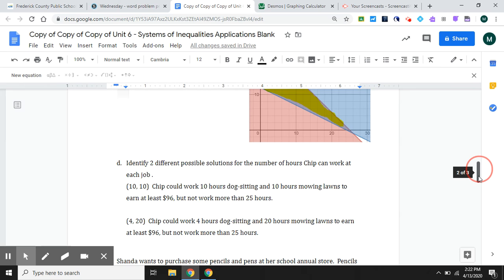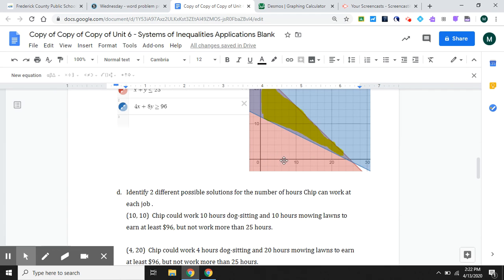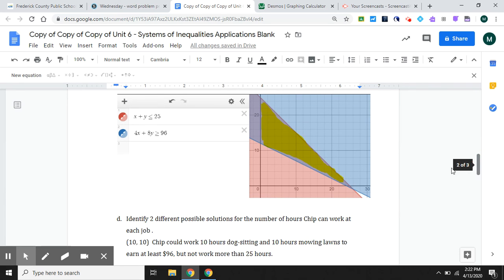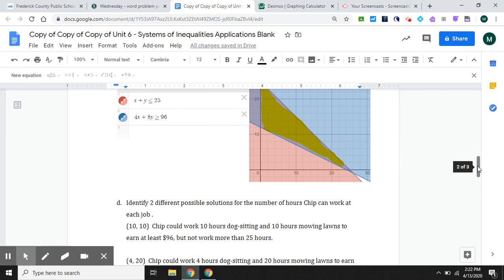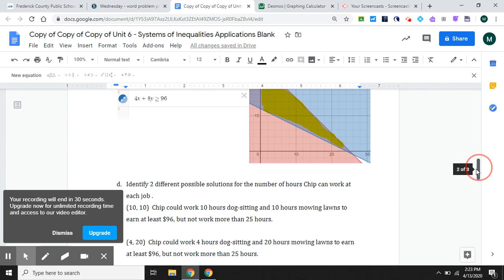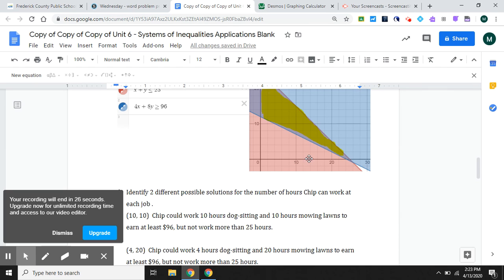He can also work 4 hours of dog sitting and then do 20 hours of mowing lawns. So if I go over to 4, and these are going up by 2, 4, 6, 8, 10, so up to 20, that's also in the shaded area, and it will also work. 4 plus 20 is less than 25. It's 24. And 16 plus 160 would definitely be more than 96. I just took that 4 and 20 and substituted into that inequality to make sure it worked. And it did work. There are also many other options. So you could do like (12, 8) if you wanted to, or anything that lands in this little area.